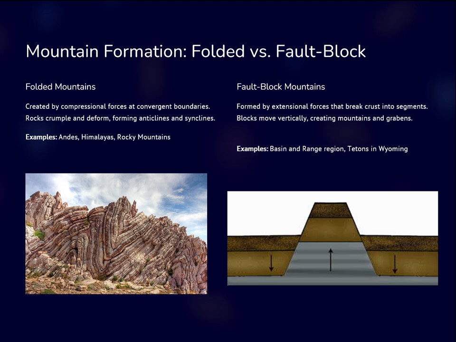We also have fault block mountains. Fault block mountains are formed when extensional forces break the crust into blocks. Some of these blocks rise, called horsts, while others sink, called grabens. Examples: the Tetons of Wyoming and the Basin and Range region. Both the Andes and the Himalayas were deeply sacred to local cultures, showing that mountain building is not just geologic, but also cultural.